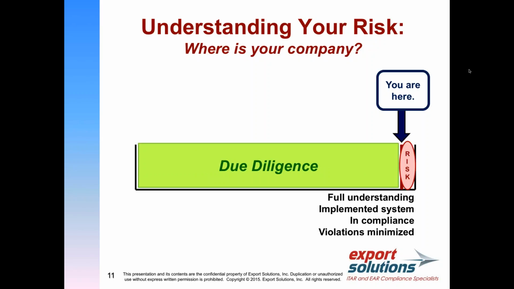And of course, lots of due diligence, very little risk. The risk bubble never goes away completely because there are new things that happen every day. No system is going to be perfect where you're going to have zero risk at all times. Just running a business in and of itself is balancing risks and rewards. And if you have full understanding and a good system, you're in compliance as much as humanly possible, violations are minimized, and your risk is going to be much, much lower.